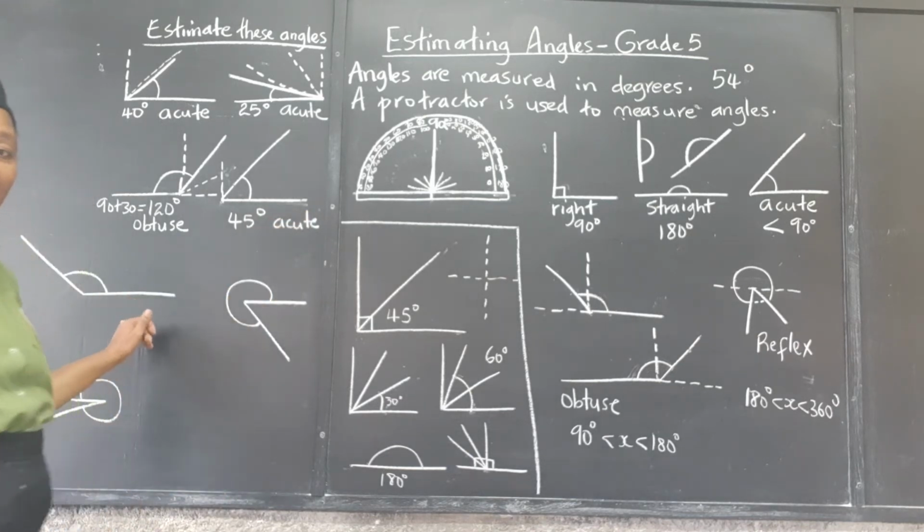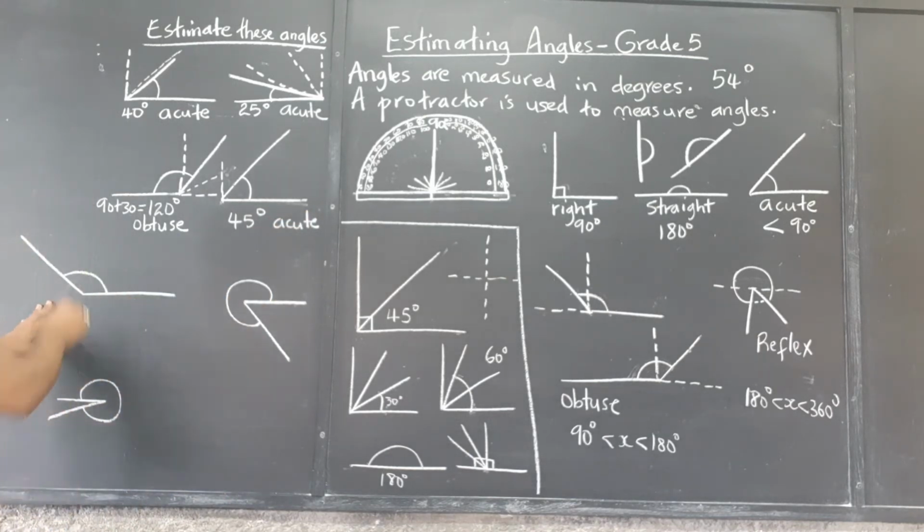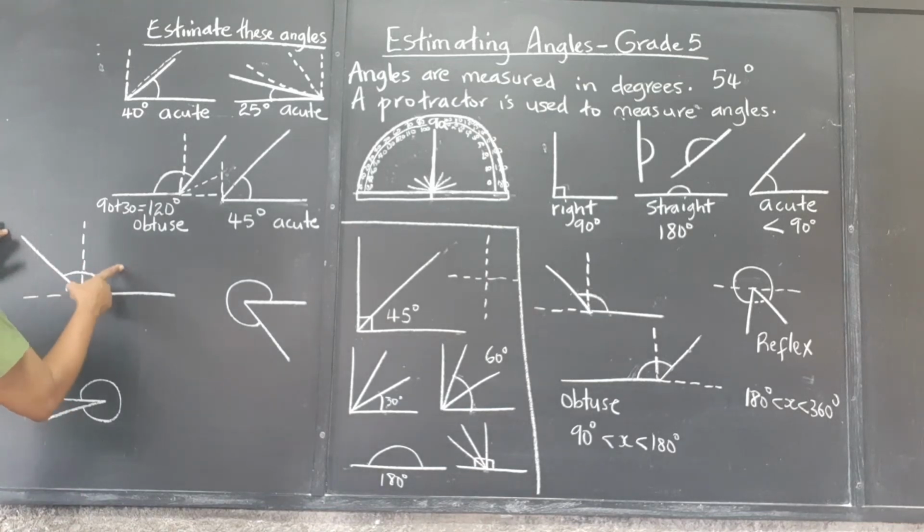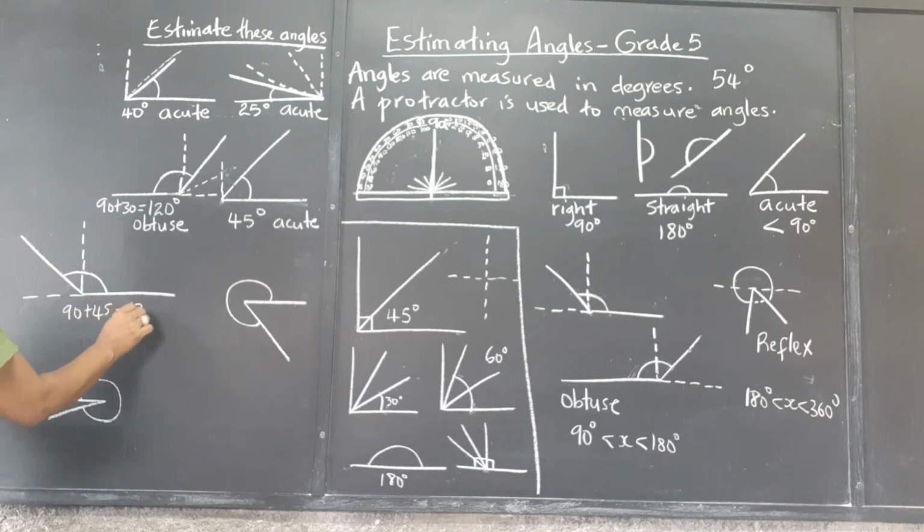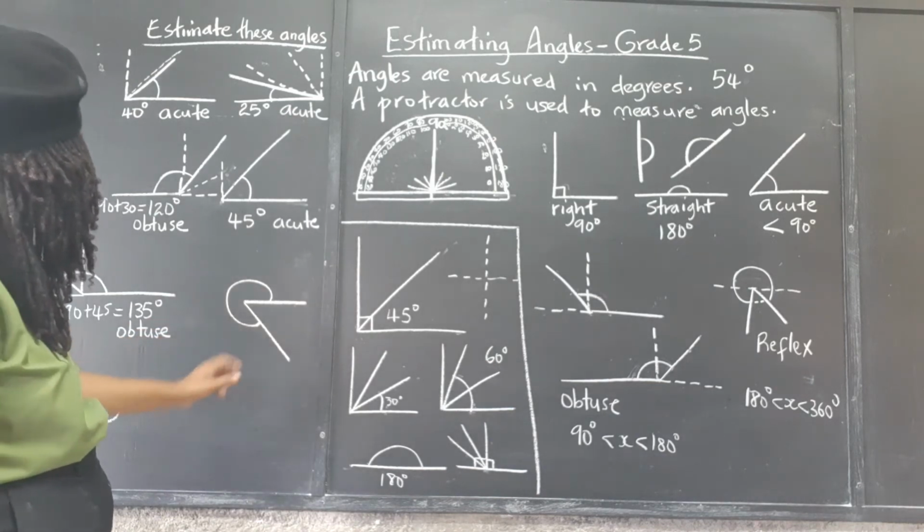Or how about this angle here? It's way past the 90 degrees. This is 90 degrees here. Not yet 180. Looks like halfway between the 90 and 180. So that would be, over here is 90, and this would be halfway, that's 45. So I'm going to estimate this as 135 degrees, and that is obtuse.